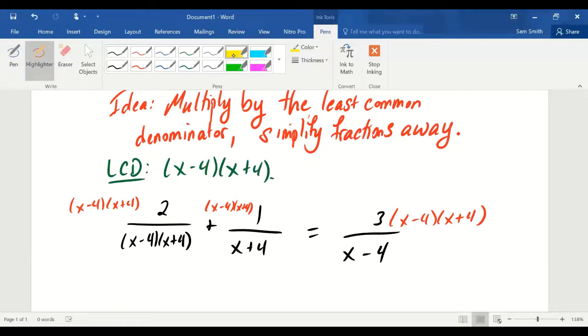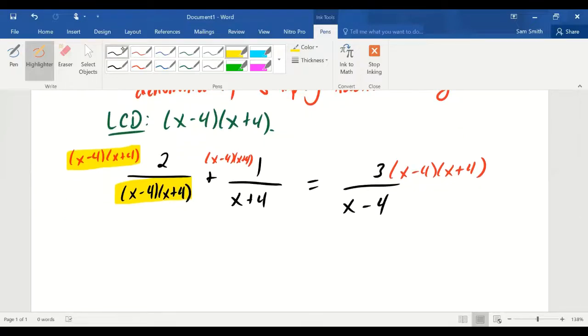And then I'm going to go through one by one and simplify each of these products. For example, this fraction here on the left-hand side, how would this simplify? Well, you have a numerator multiplied by x minus 4, x plus 4, which can cancel with the entire x minus 4, x plus 4 in the denominator. And if those two cancel each other out, only 2 is left.